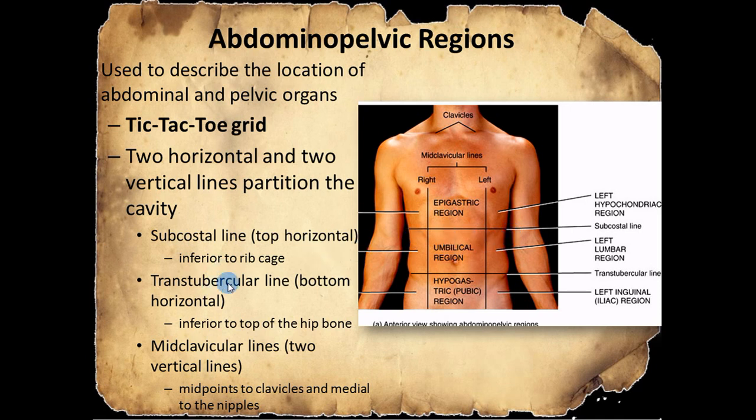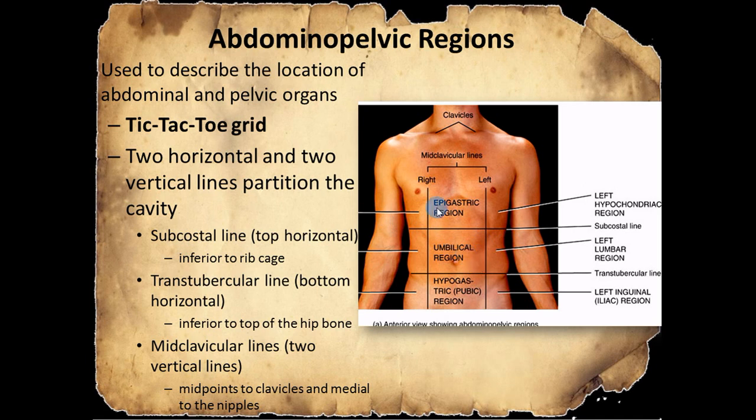Right? And this goes inferior from the top of the hip bone across to the other hip bone. So if you put your thumbs here, you can feel the hip bone here and the hip bone here. Just imagine a straight line going across and connecting it. So now you have your 2 horizontal lines in.